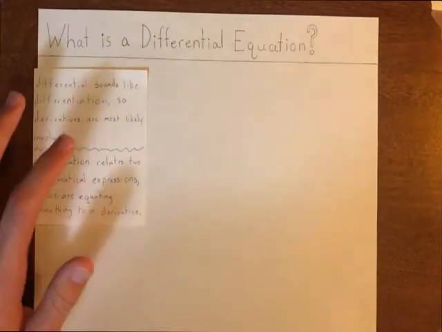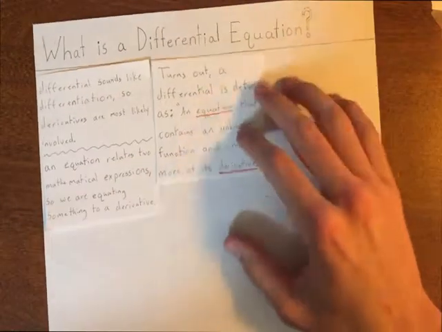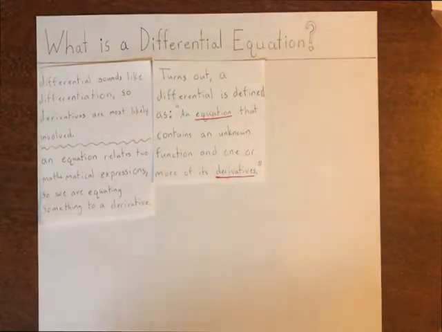In the name, "differential" sounds like differentiation, so derivatives are most likely involved. And the second word, "equation," you know what that is. It relates to mathematical expressions, so we are probably equating something to a derivative. This is true, and it turns out a differential equation is defined as an equation that contains an unknown function and one or more of its derivatives.